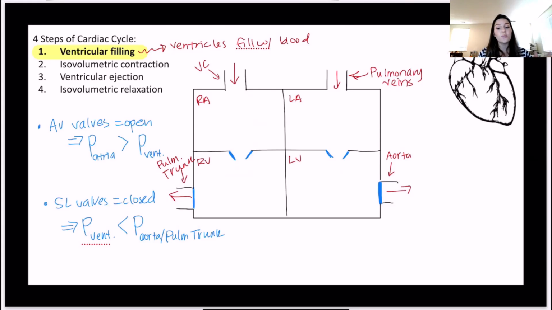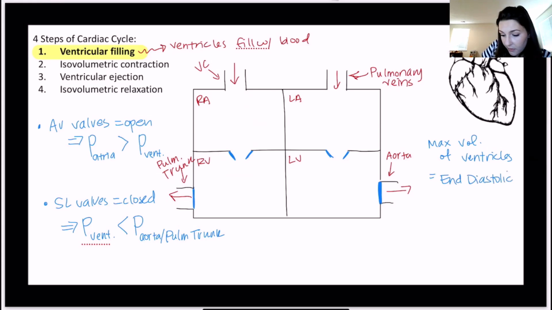Okay. But it's really important that those semilunar valves are closed, because that allows the ventricles to fully fill with blood. That's important. So the maximum amount of blood that the ventricles can hold, the maximum fullness they can possibly be, actually has a special name. The maximum volume of the ventricles is called end diastolic volume, or EDV, end diastolic volume.